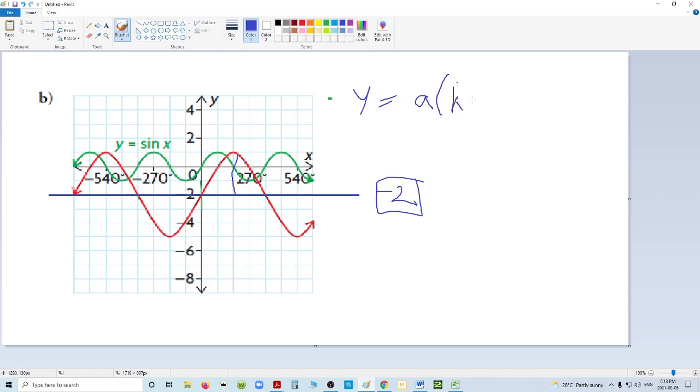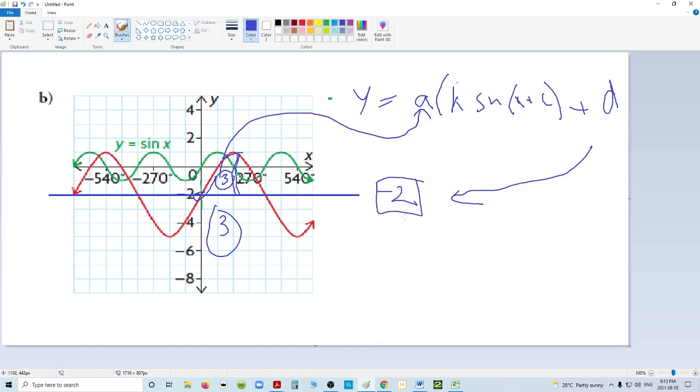So let's start with the sine curve: a, k, sine x plus c, plus d, which means my d is -2. Then you'll notice that the amplitude is no longer 1. It goes from -2 all the way up to 1. So that means the amplitude is 3. What controls amplitude? Vertical stretch. And where's the vertical stretch? It's in the y. So that means a is equal to 3.